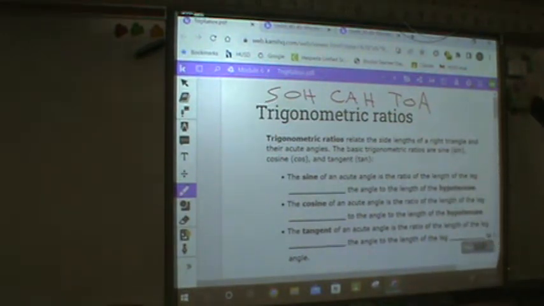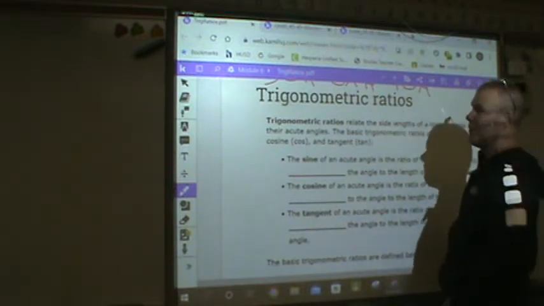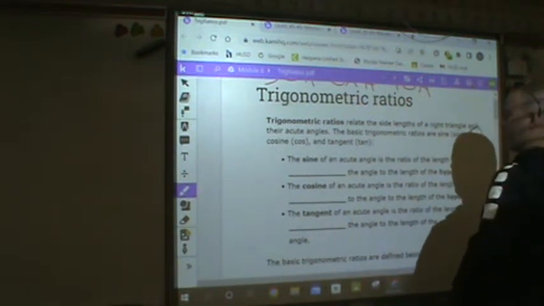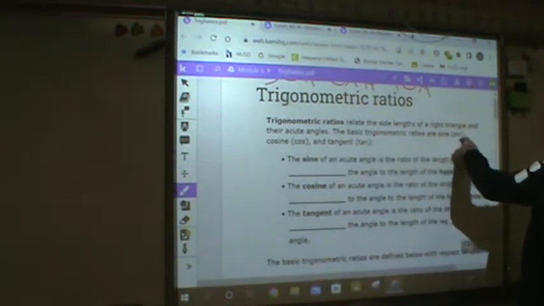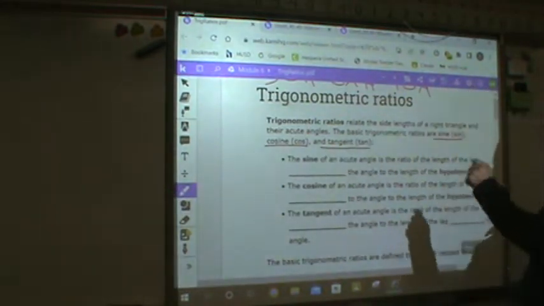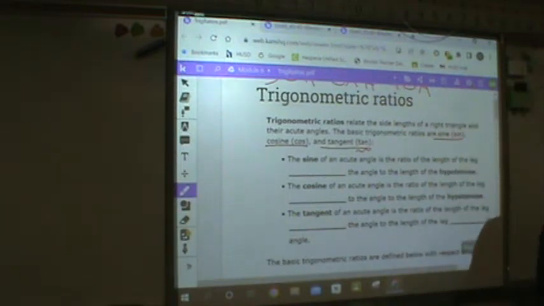Trigonometric ratios relate the side lengths of right triangles to their acute angles. It is a relationship. It is a ratio. A ratio is a fraction. So we make fractions based on side lengths and angle measures. The three basic trig ratios are sine, cosine, and tangent. And we don't write out the word tangent. We abbreviate it TAN. So let's just dive right into it.